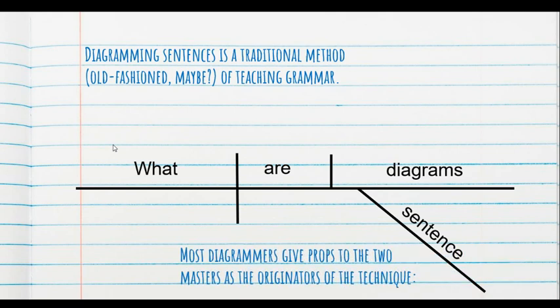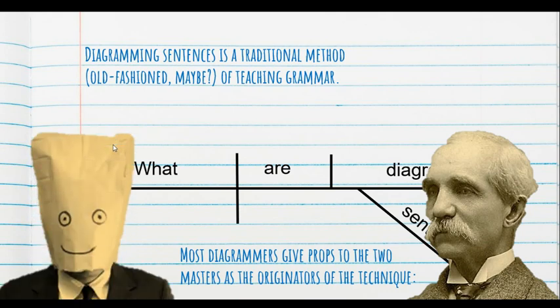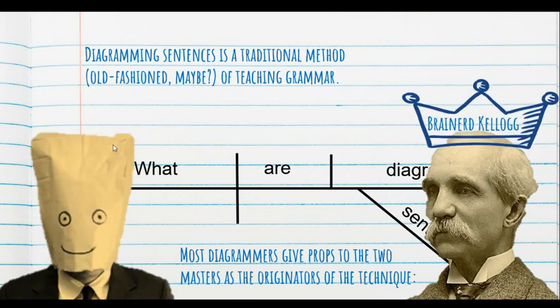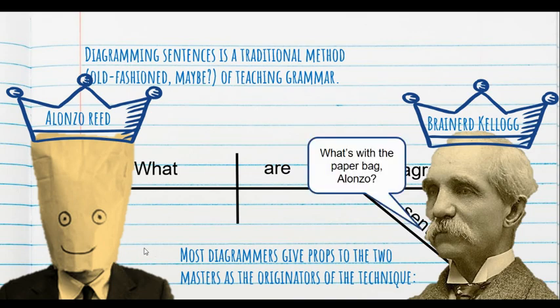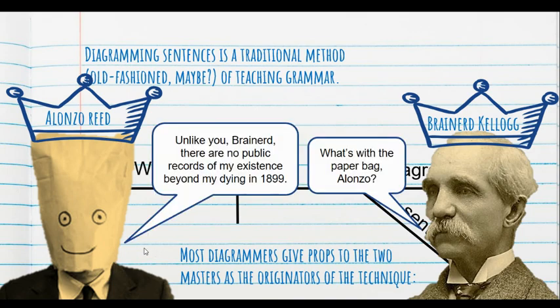So most diagrammers give props to sentence diagramming to the two masters for this technique. So here's one and here's this other one. This is Brainerd Kellogg, which I think really is an amazing name, Brainerd. And this is Alonzo Reed. Now, this is not really the picture of Alonzo Reed. It's the best picture I could find because the problem is we don't have much information on him. We know that he died in 1899, and we know that he worked with Brainerd to create this system. But other than that, we don't know much about him. So I put a bag over his head.